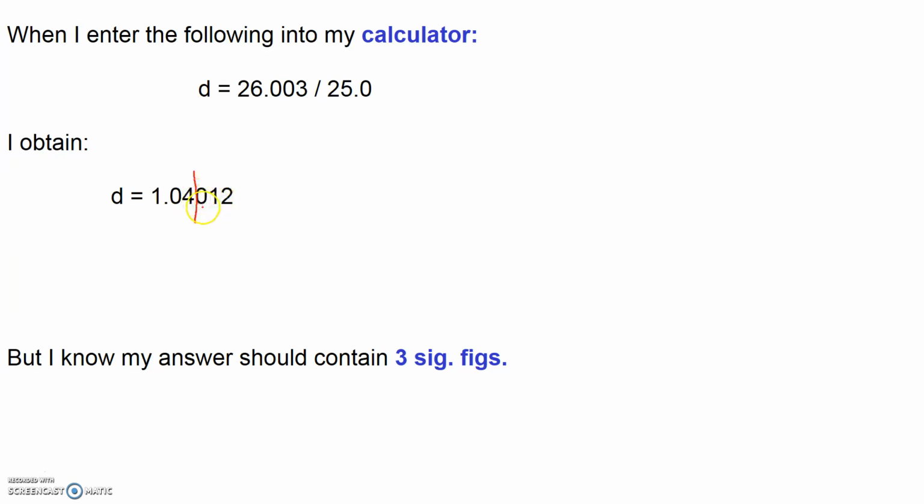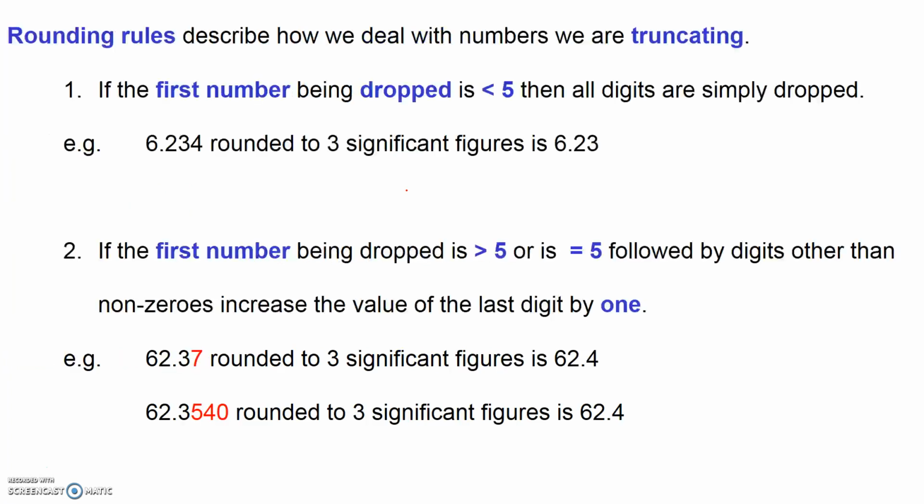And the question is, well, what do I do with these numbers? Do I just kind of get rid of them, or how do I take them into account? How are they important or not? And so what do I do with those numbers? So we have to use rounding rules in order to help us deal with these numbers that we are truncating or cutting off.